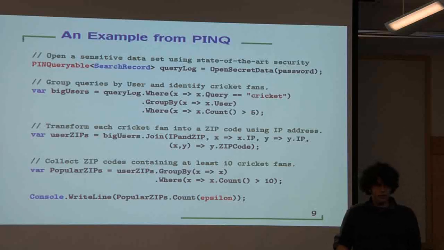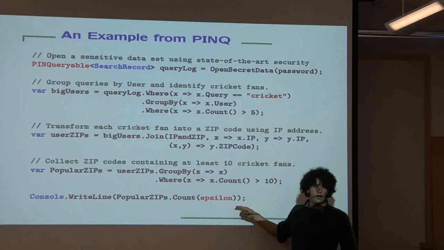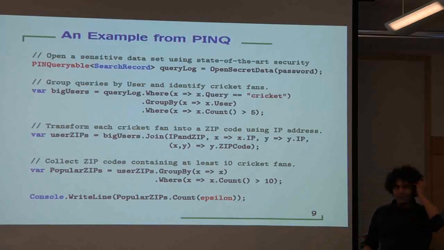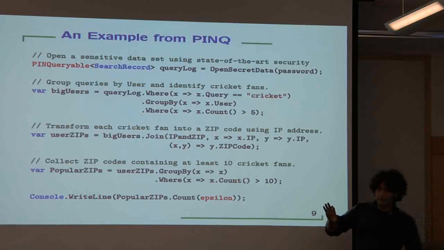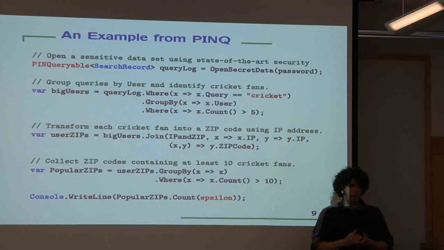Oh, I see. So you specify the differential privacy for this popular zips? Yes. Yes. It may have multiplied a bunch. And what we need to do, and I'm sorry, we'll see in the next example, is the participating data sets need to be able to confirm that this is OK with them.